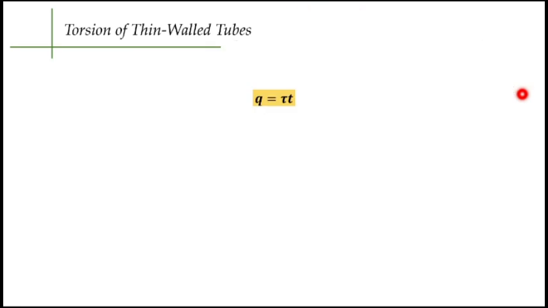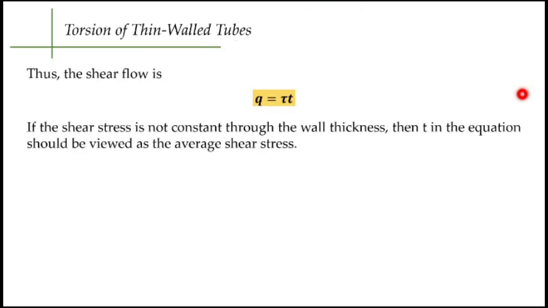Okay? Now, therefore, shear flow is q. The shear flow is represented by the small letter q, is equal to tau t. If shear stress is not constant through the walls, then shear stress in the equation should be viewed as the average shear stress. So this should be tau.